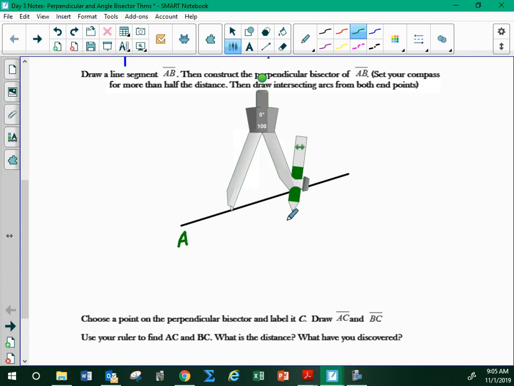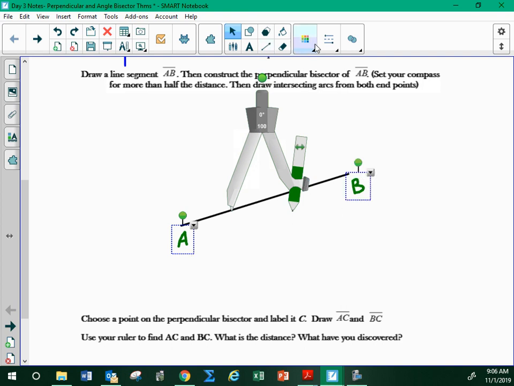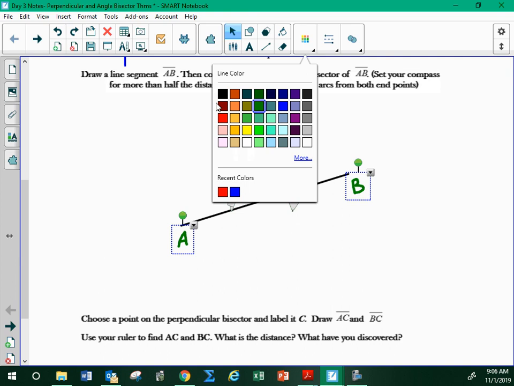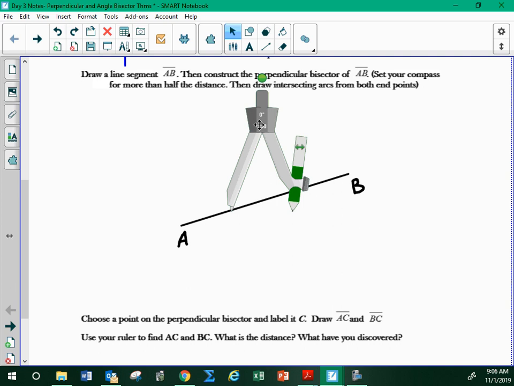Do you want to put points on the end or just? Yes. Okay. It's a segment. Do you want perpendicular bisector? You can if you want, if you prefer. Oh, that's so cute. All right.